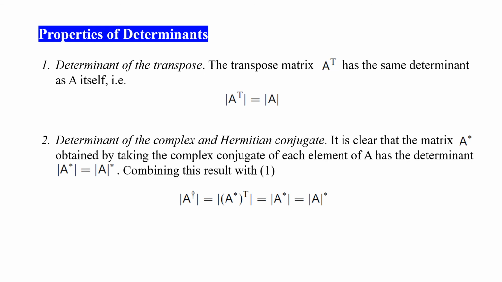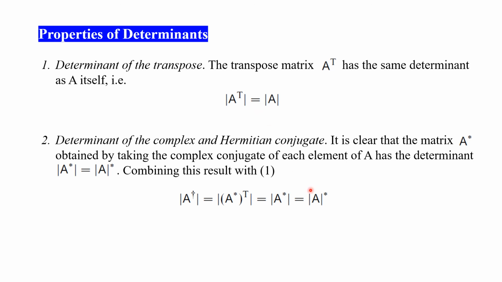Here are some properties of your determinants. So you have the determinant of the transpose. The transpose matrix A^T has the same determinant as A itself. So that is, the determinant of your A transpose is just equal to the determinant of A.